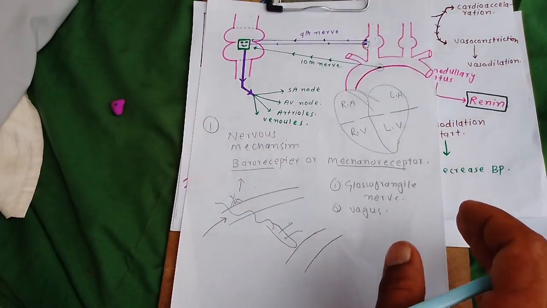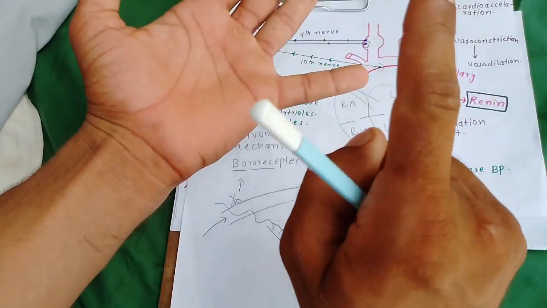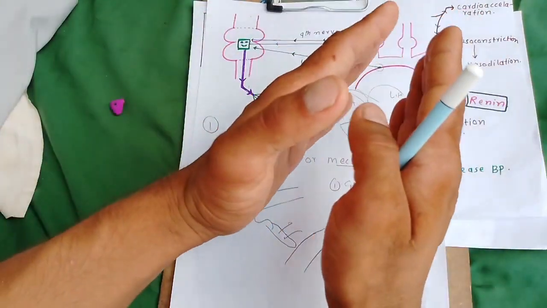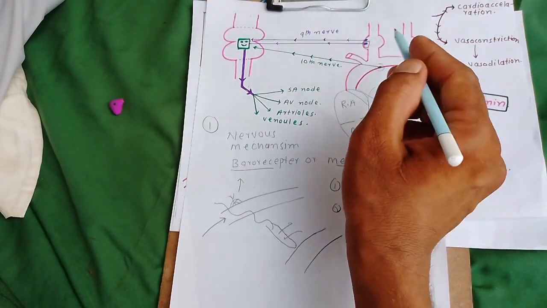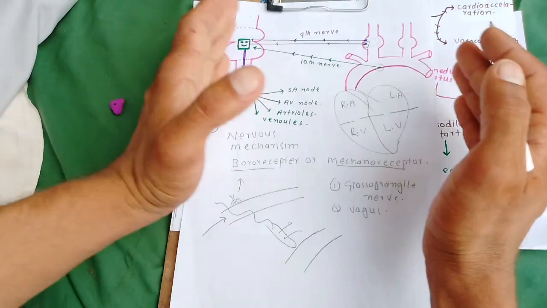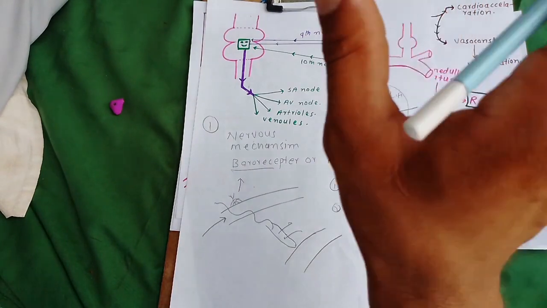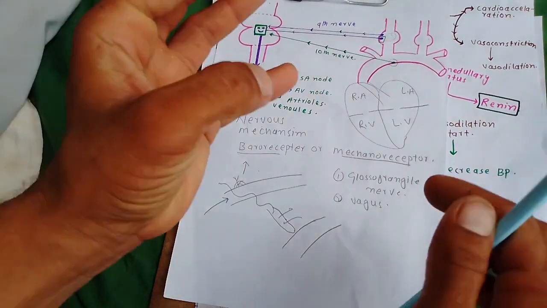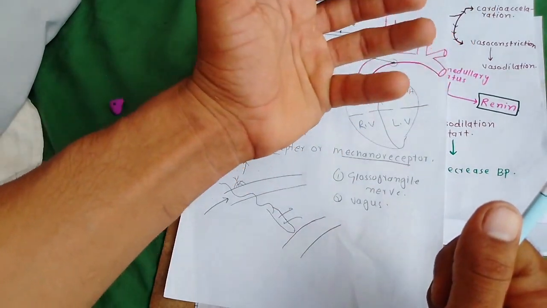So this baroreceptor is activated only during stretching. Point to be noted: it is stimulated only when the BP becomes high. When the BP becomes low, this area does not stretch, so no action potential is produced. But when the BP becomes high, it stretches this area, so an action potential is produced, and the message goes to the brain and activates it. So the nervous mechanism controls the BP by operating the vasomotor system.